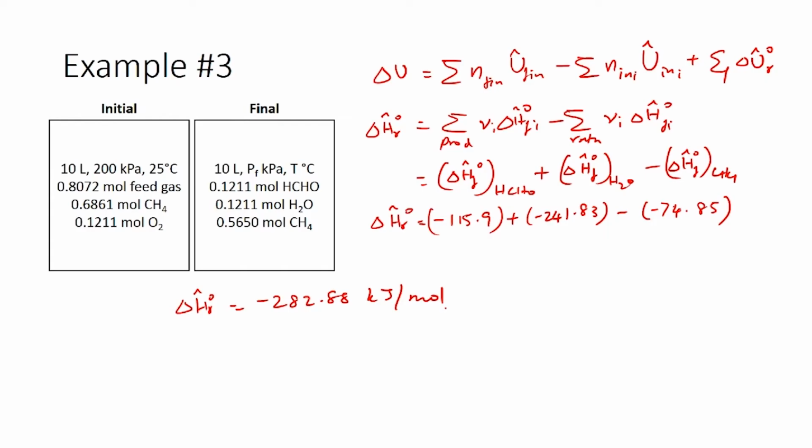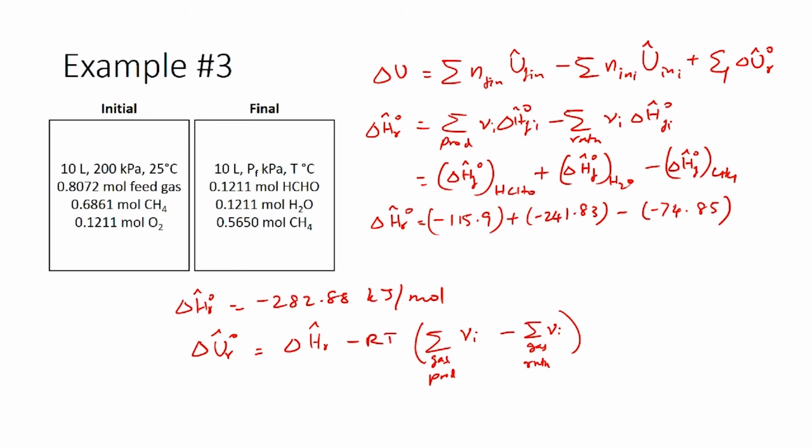Now, we need to calculate the specific internal energy change associated with the reaction, the internal energy of the reaction, delta U r dot. We can calculate this from the heat of reaction using this correlation: heat of reaction minus RT times the summation of the stoichiometric coefficients of gaseous products minus the summation of the stoichiometric coefficients of gaseous reactants. So, this is the equation.